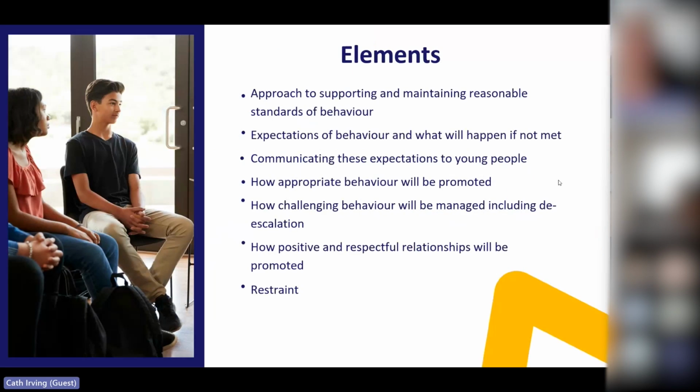So, the elements of this part of your policy. You need to be preparing and implementing a behaviour management policy which sets out the approach to supporting children to maintain a reasonable standard of behaviour, to reduce the risk of harm, and also to support the welfare and protection of children and other individuals. It should set out the expectations of children in relation to their behaviour and what will happen if those expectations are not met, how the registered person will ensure that children know what those behaviour expectations are, and how appropriate behaviour is going to be promoted on the premises.